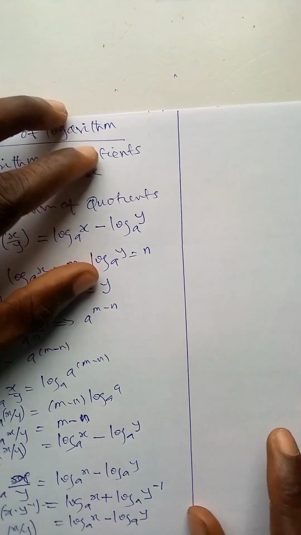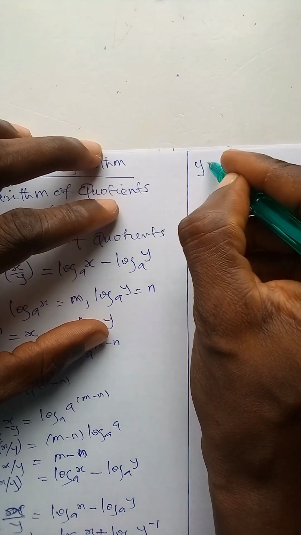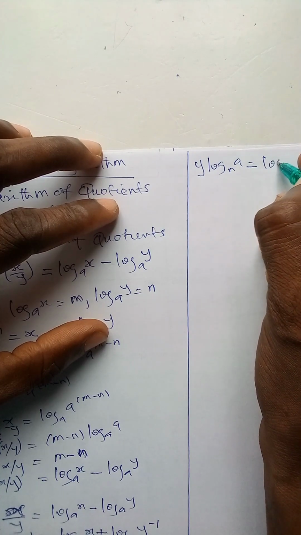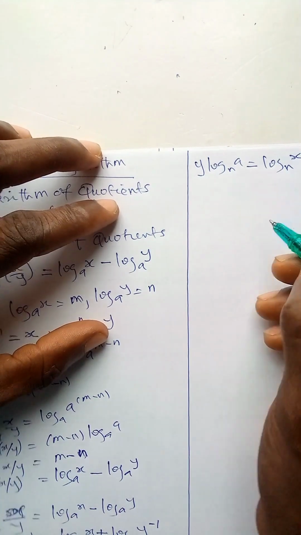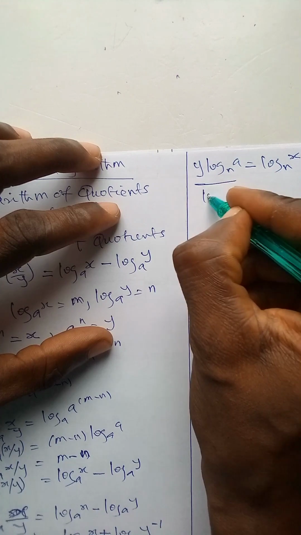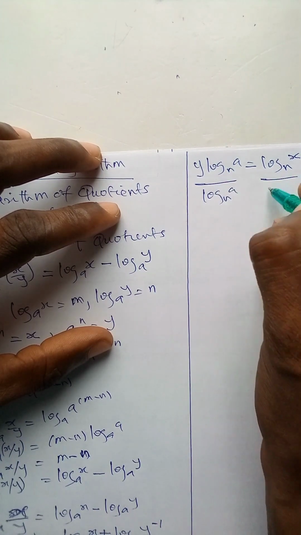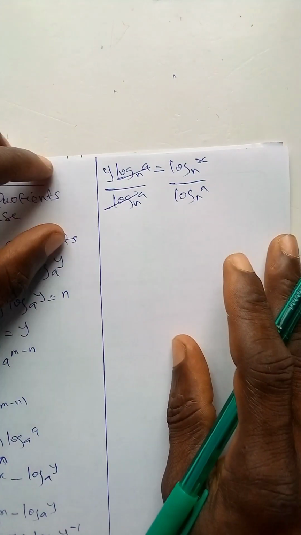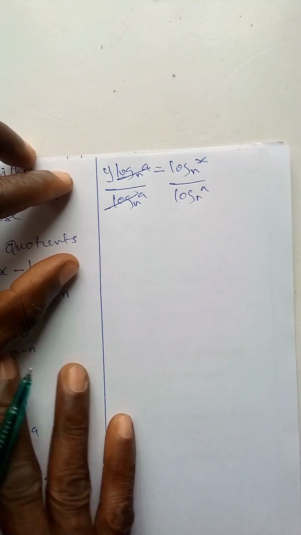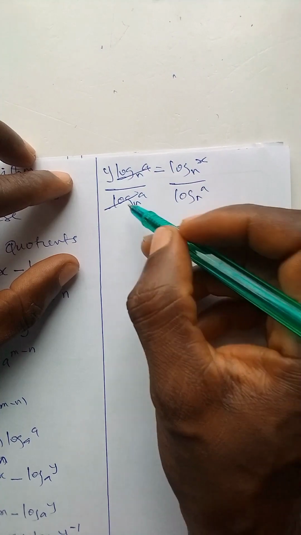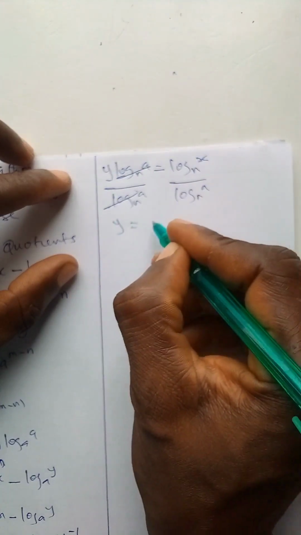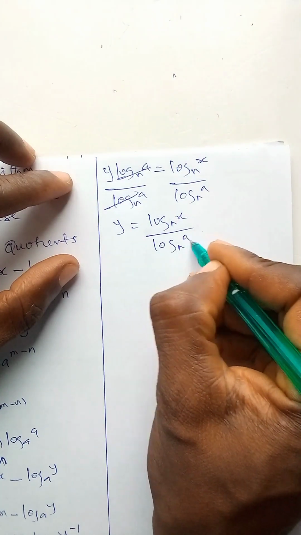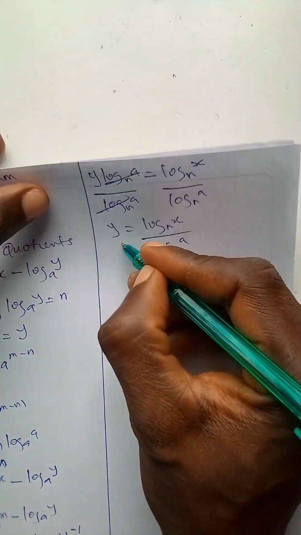So if I go up, I now have y log to base n of a is equal to log to base n of x. Now I will divide both sides by log to base n of a. This will cancel this. Let me come here so we can see it clearly. This will cancel this, and when that happens, y equals log to base n of x over log to base n of a.